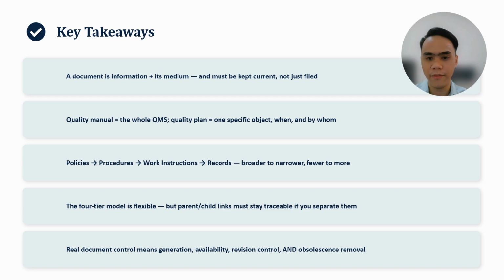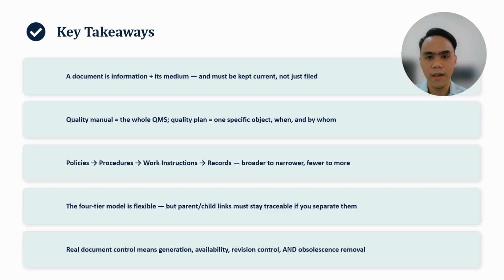So let's bring it together with five closing points. First, a document is information plus the medium it's stored on, and this topic is specific that regular checks to keep the documentation current matter just as much as writing it well in the first place. Stale documentation actively misleads people. Second, don't confuse the quality manual with the quality plan. The manual is the specification for the entire management system. A plan is scoped to one specific object, describing when and to whom procedures and resources will be applied. It often just references the manual rather than repeating it.